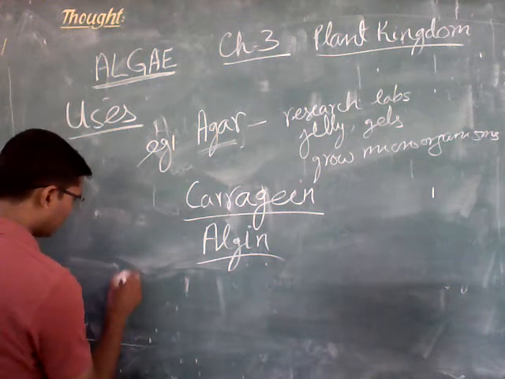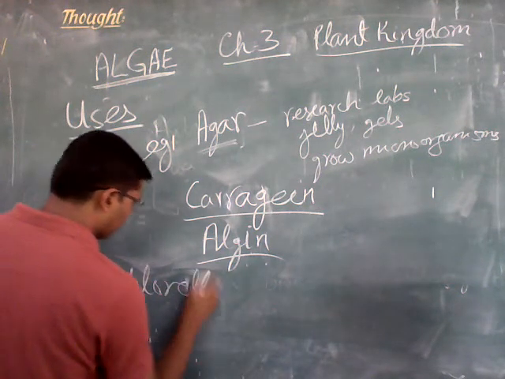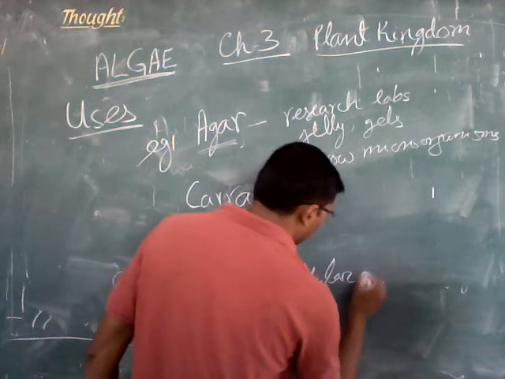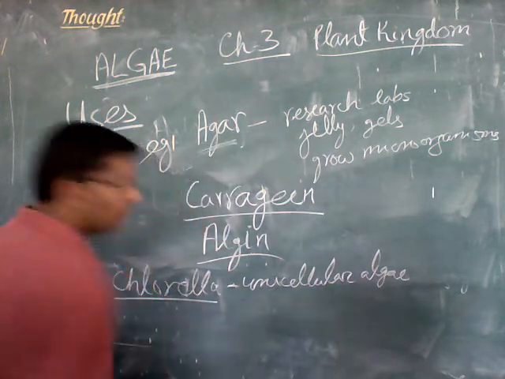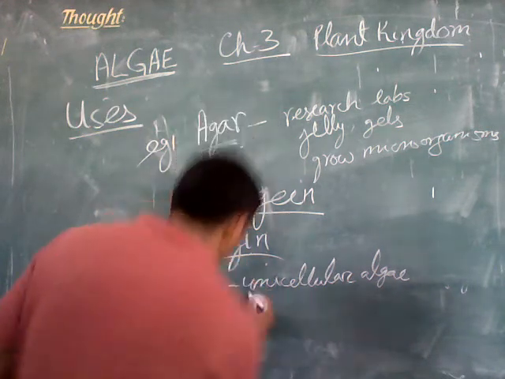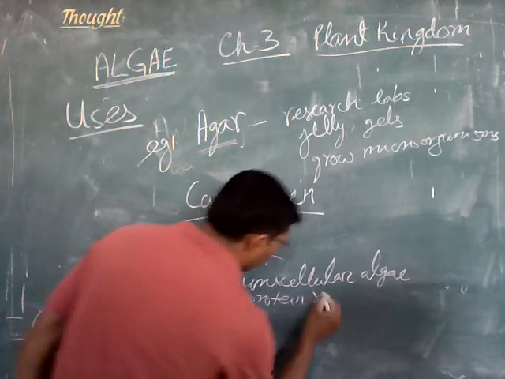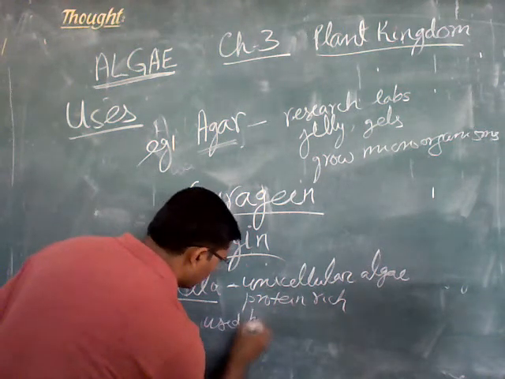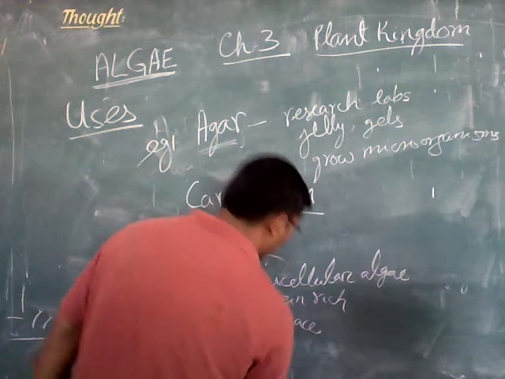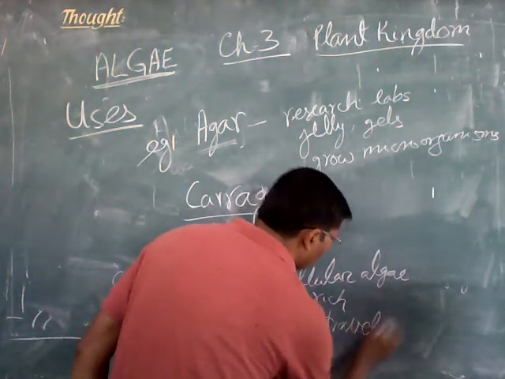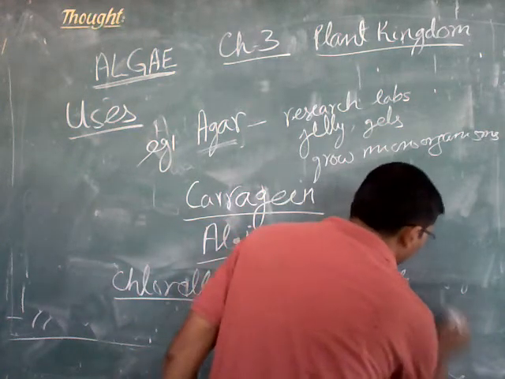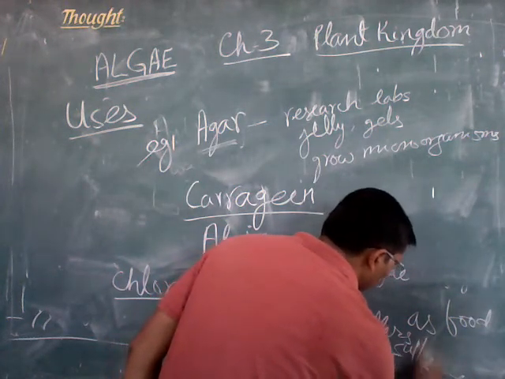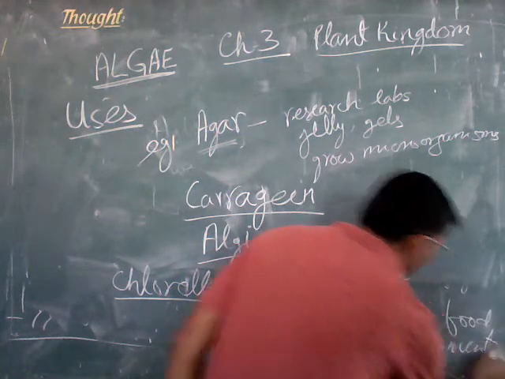Then there is one species called chlorella. Okay. This is an algae, and this is unicellular. And this is actually highly protein rich. It is used for stress prevention. Those people who go into stress, they use this capsule as a food supplement.